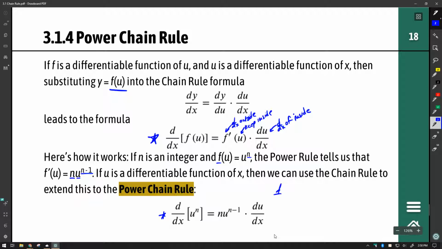Or in other words, if we were asked to differentiate a function such as 2x minus 1 to the third, we could look at an answer of 3 to the front times now 2x minus 1 squared. That's your u inside function squared. There's the power rule part. Now the chain rule part: times the derivative of the inside function, which is 2, for a final answer of 6 times 2x minus 1 squared.